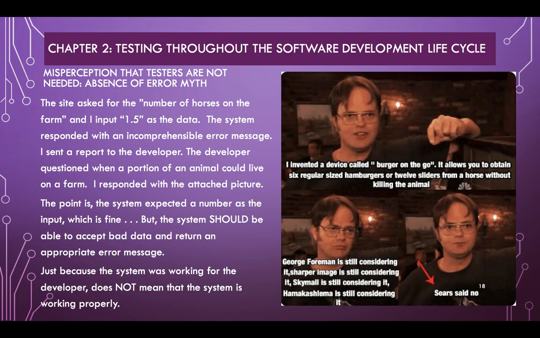The very irritated developer asked when a portion of an animal could live on a farm. Basically, he was suggesting that I was ridiculous for entering this bad data. I responded with the attached picture in this slide, which is a picture of Dwight Schrute from The Office. My point here is that the system expected a number as the input and it worked, which is fine. But the system should be able to accept bad data and return an appropriate error message. Just because the system was working for the developer does not mean that the system is entirely working properly.